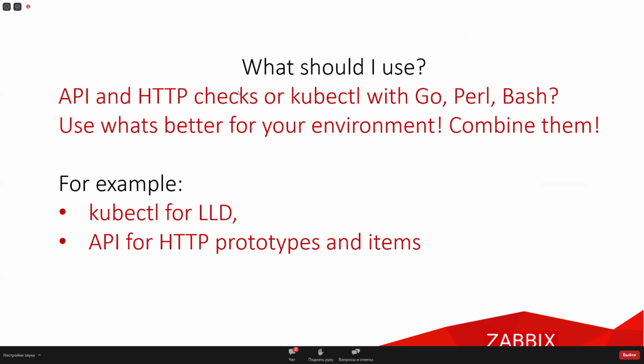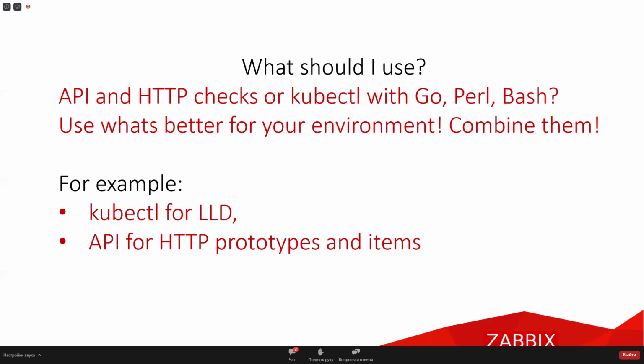So it all boils down to what you should use. You can use the Kubernetes API with HTTP checks, or you can completely rely on kubectl with Go, Perl, Bash, and Zabbix sender. Essentially, use what you're more familiar with. If you feel you're better with custom scripting, use kubectl with wrapper scripts that will parse your data and send it by Zabbix sender.